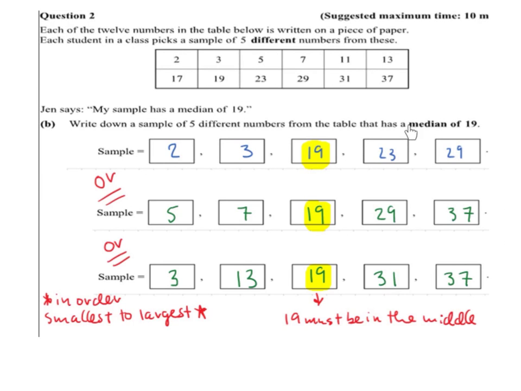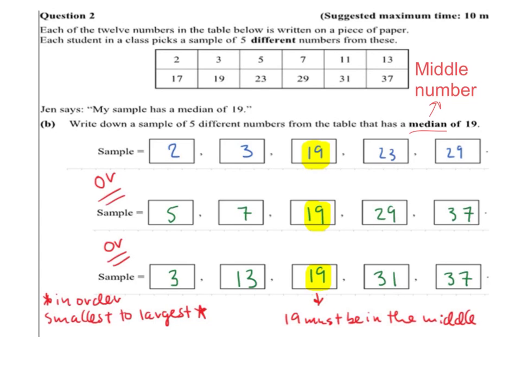So median means middle number. And in order to find the median of a list of numbers, the numbers have to be in order from smallest to largest, or largest to smallest, but usually smallest to largest. And the median will be the number that's in the middle.